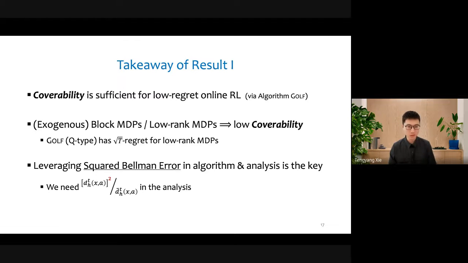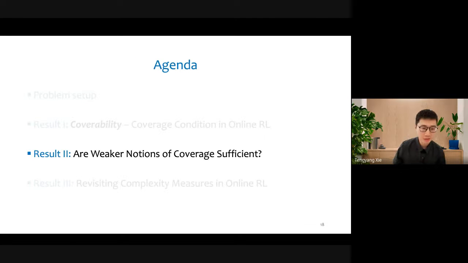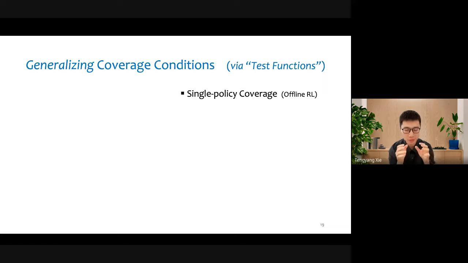So questions? That's all for the first part. Okay, so let me turn to the second part. In the second part, we mainly ask the question, can we use some weaker notion of coverability in online reinforcement learning? We will mainly study the idea of using the so-called test function, and that is close to the idea that Andre just mentioned, like can we control the Bellman error rather than density? And partially the answer is no, and I will show you here.